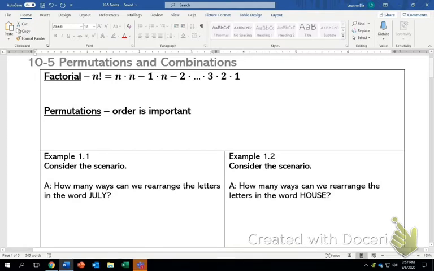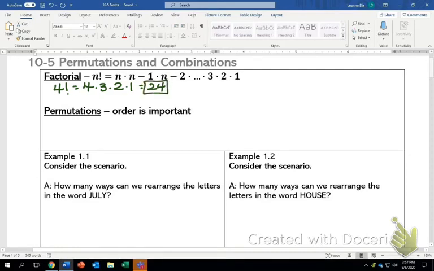Factorial is given by an exclamation point. When you see the exclamation point, all you're going to do is take that number and go all the way down until 1 and multiply those numbers. So, for example, if we had 4 factorial, that's how you would say that, it would be 4 times 3 times 2 times 1, which if you multiply into your calculator, it's going to give you 24, okay?